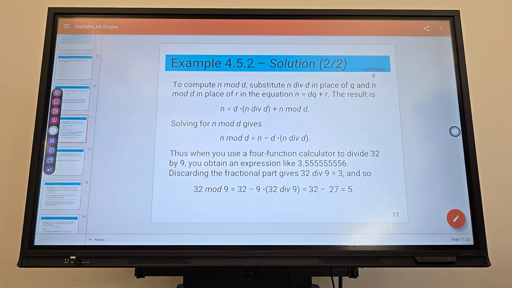To compute n mod d, substitute n div d in place of q and n mod d in place of r in the equation n equals dq plus r. The result is n equals d times n div d plus n mod d. Solving for n mod d gives you n minus d times n div d equals n mod d.